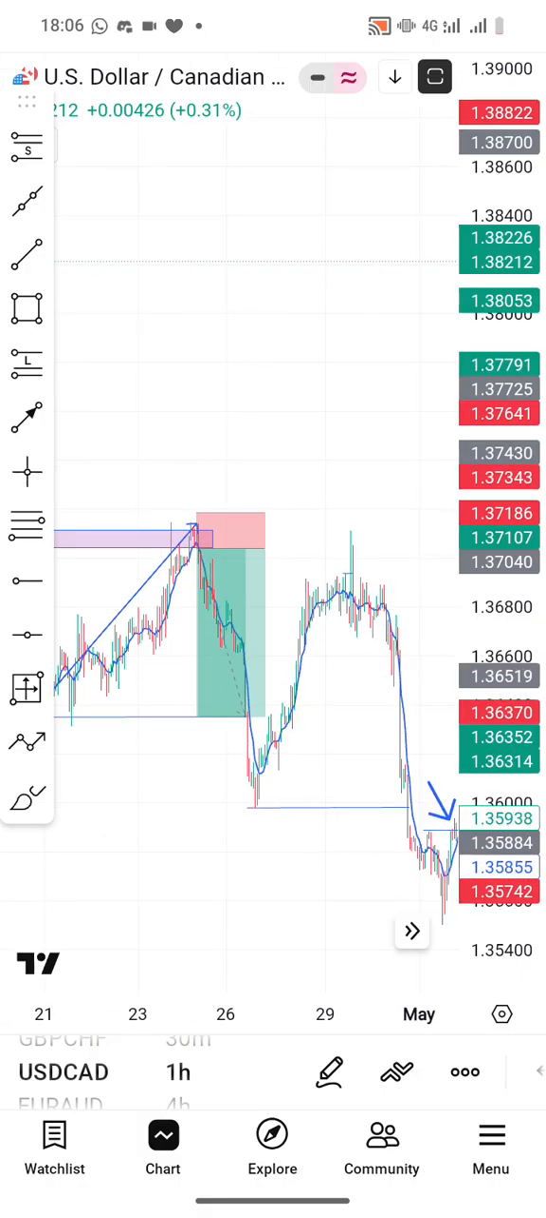Simple as that. If you are targeting 500 pip, your stop loss will be 100 pip. If you are targeting 300 pip, your stop loss will be 100 pip. So it's very simple and it's easy for you to understand. I don't know if you get it, but if you don't, you can go back and rewatch the video again for a proper clarification.